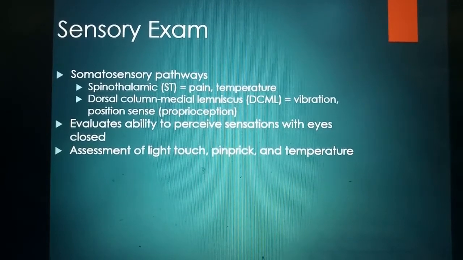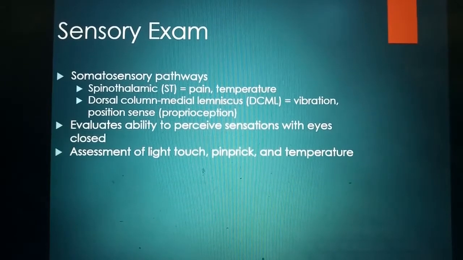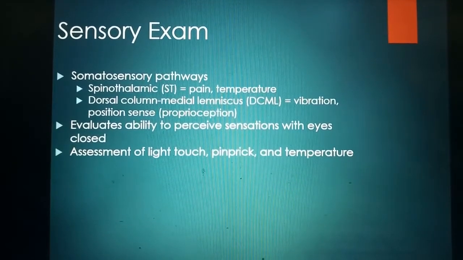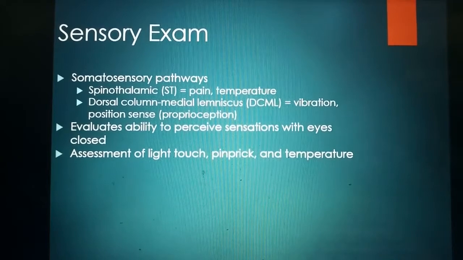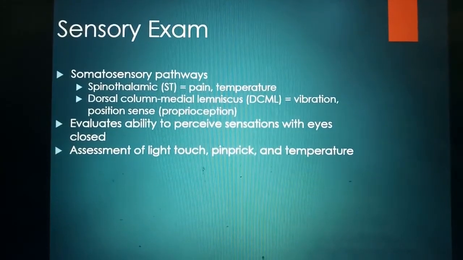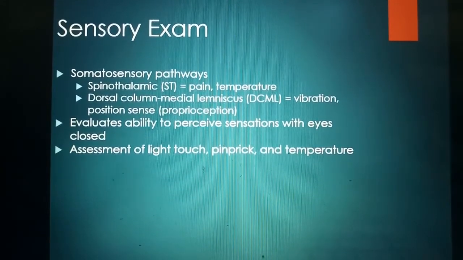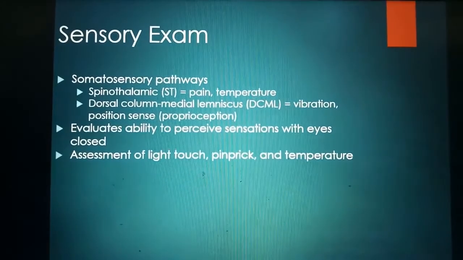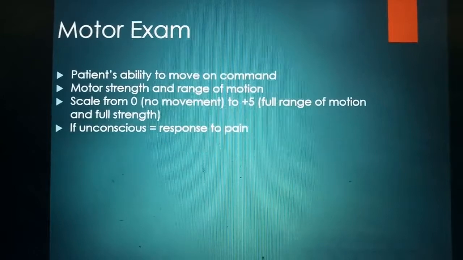You can tell the patient to close their eyes, and you can bend their finger or keep it extended and ask the person to tell whether the finger is extended or flexed. If they tell it correctly, then you know that their joint proprioception is normal. And we also use light touch, pinprick and temperature tests for checking whether the sensation is normal.